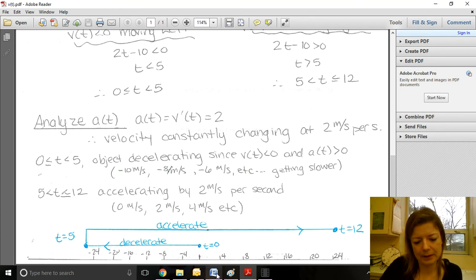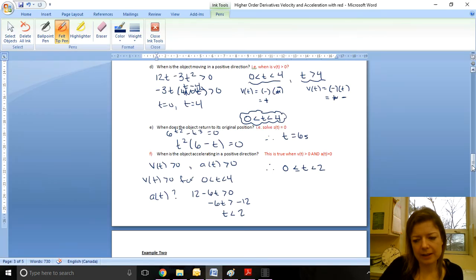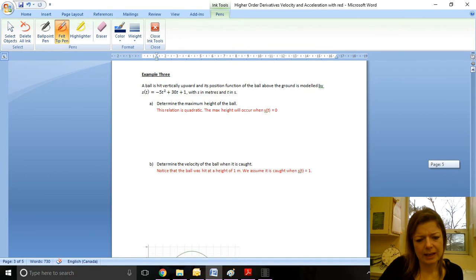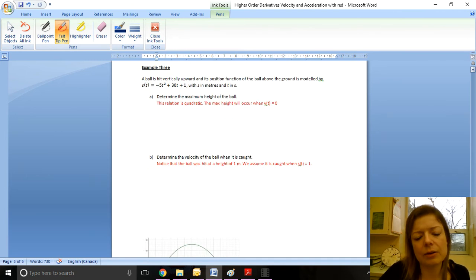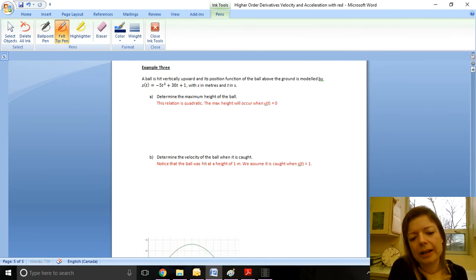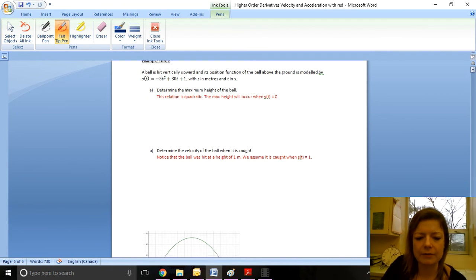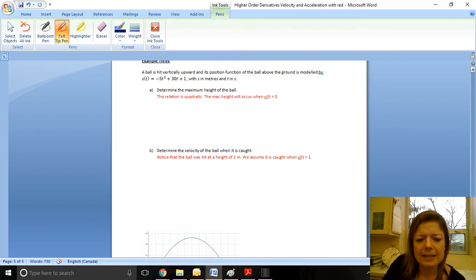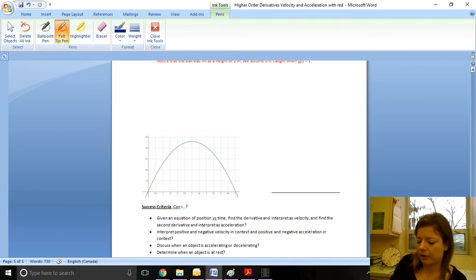Okay, so our final example involves a quadratic. So a ball is vertically hit upward, and its position function of the ball above the ground is modeled by this quadratic. Okay, so let's take a look at what the graph of this quadratic looks like. Okay, so remember, this has to do with a ball being vertically hit upward.